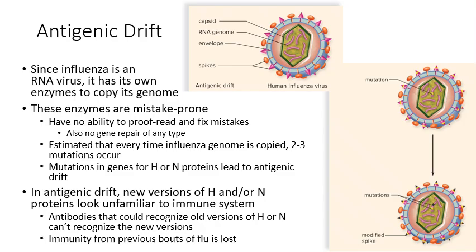In fact, it's estimated that every single time the flu copies its genome, the enzyme that does it makes 2 to 3 mistakes. So every single time you have 2 to 3 mutations. That means every single flu particle is different from every other flu particle. Most of those mutations would be in other genes, not in genes for the H or the N proteins. That's only 2 genes out of all the genes a flu has. But some of them inevitably will end up being in the gene for the H or the N protein and will create new alleles.